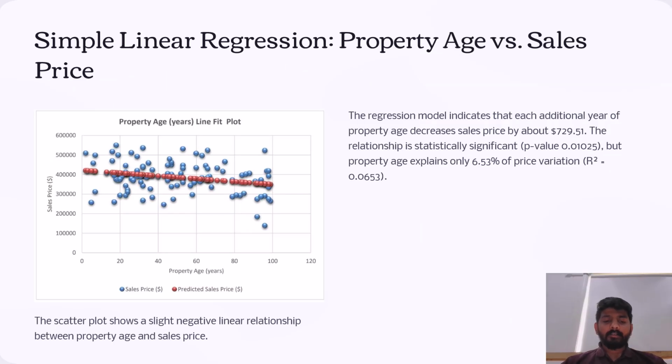Next, we conducted a simple linear regression to explore the relationship between property age and sales price. The results show a slight negative correlation. Each additional year in property age reduced the sale price by approximately $729. Although the p-value indicates this is statistically significant, the R-squared value is only 6.53%, meaning age alone does not explain much of the price variation.